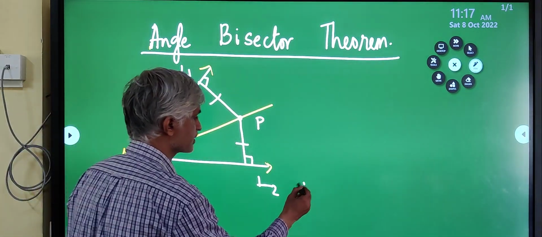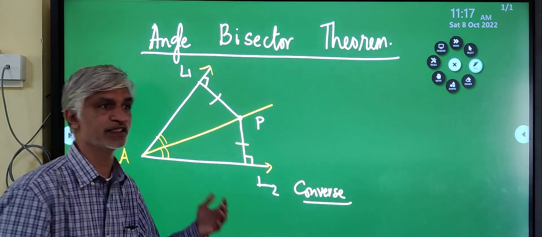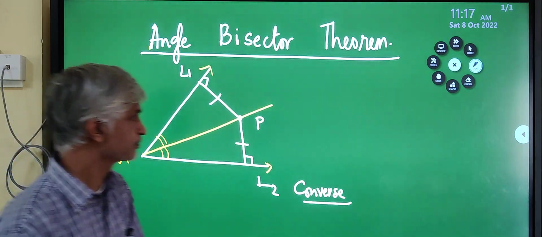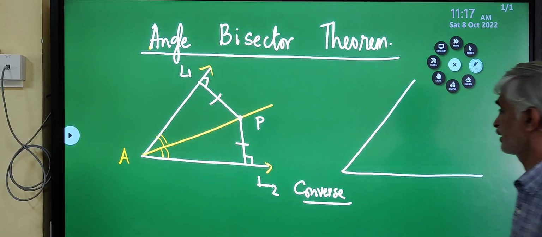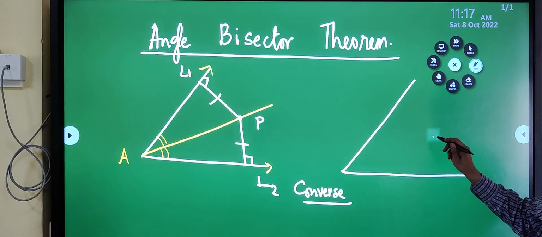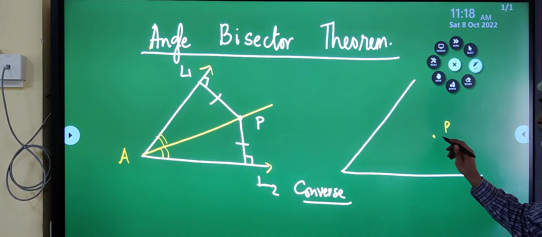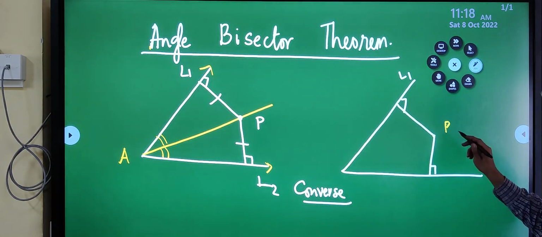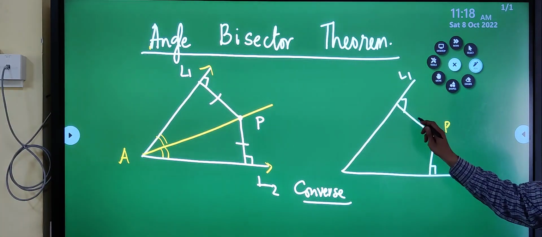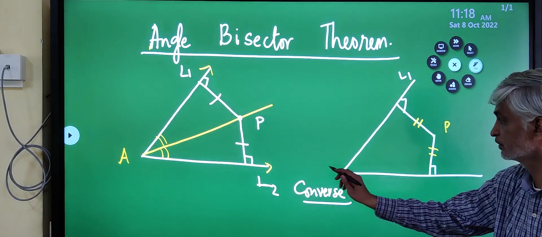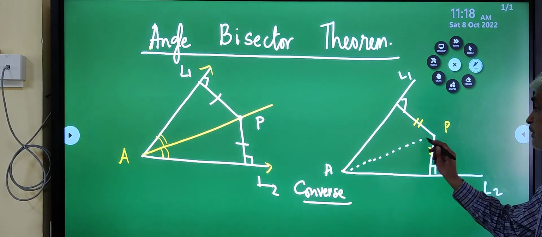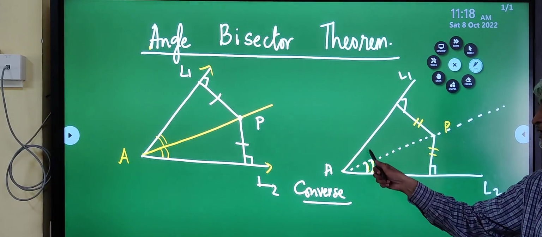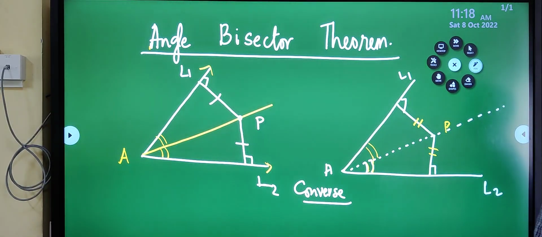And once again, the converse is true, and both these theorems, the theorem and the converse, are used quite a lot in most of our geometric arguments. So what is the converse? Let's just state it. If you take some angle and you happen to locate a point P where the perpendicular distance of this point from this line L1 is equal to the perpendicular distance of this point P from this line L2, then you can be assured that you happen to be on the line which is the angle bisector of angle A. In other words, these two angles will be equal. So this is the statement of the angle bisector theorem and the converse.